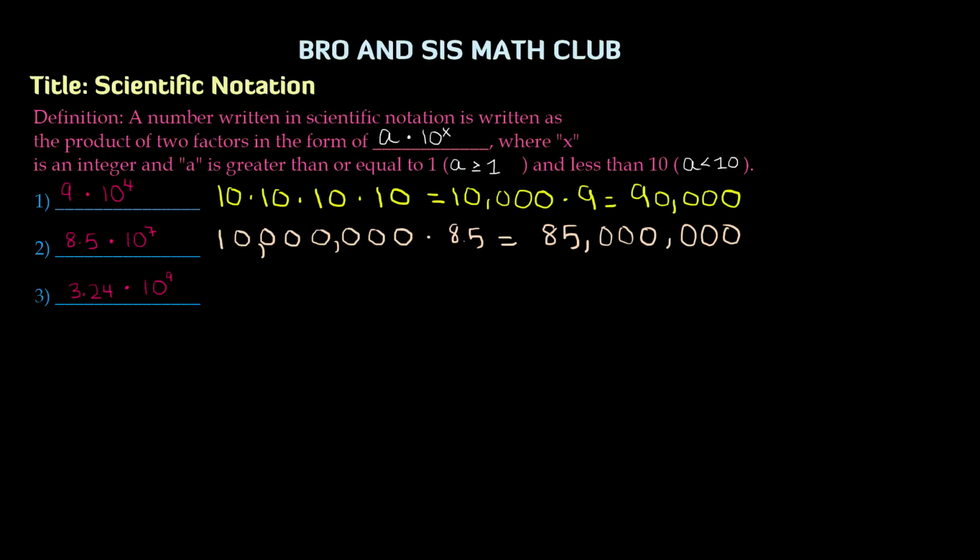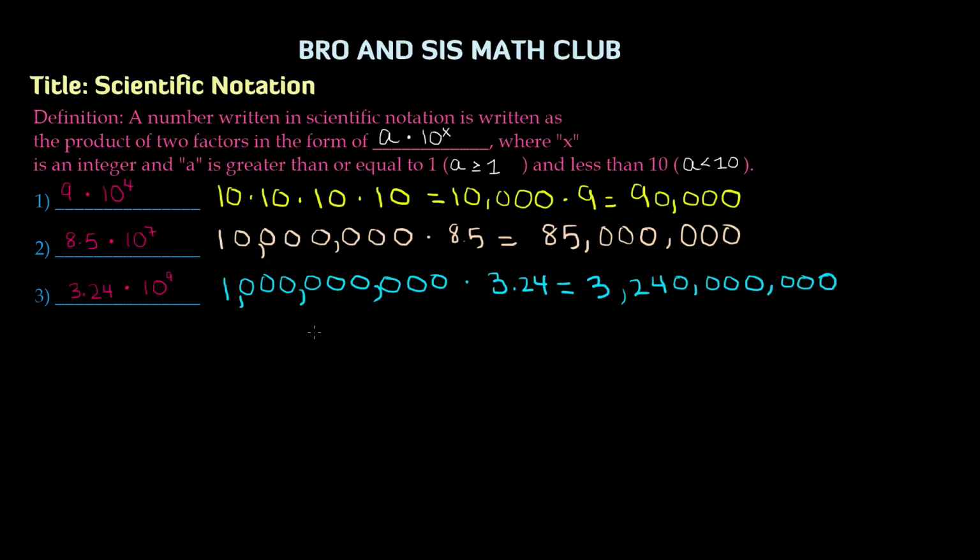And our last example demonstrates it really well. We have 10 to the power of 9. And when we multiply 10 by itself 9 times, it's obviously going to have 9 zeros. So we would have 1, 2, 3, 4, 5, 6, 7, 8, 9. And that makes this number 1 billion. And when we multiply that by 3.24, that would give us 3 billion 240 million. And that is really big.